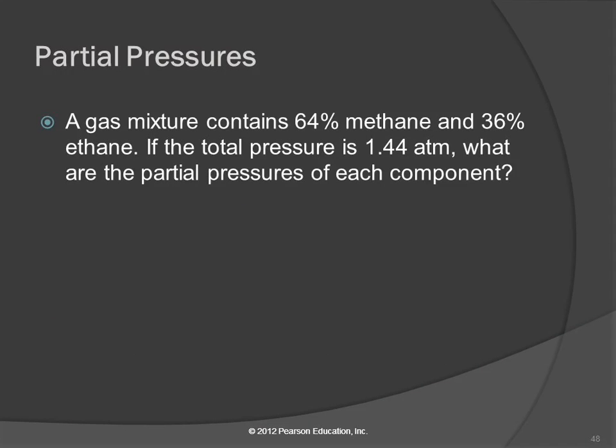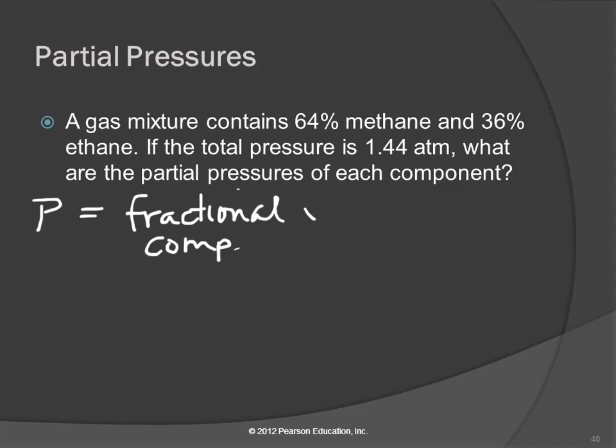So if we have a gas mixture that has 64% methane and 36% ethane, the total pressure is 1.44 atmospheres. What are the partial pressures? Well, the partial pressure is equal to the fractional composition times the total pressure, P total.